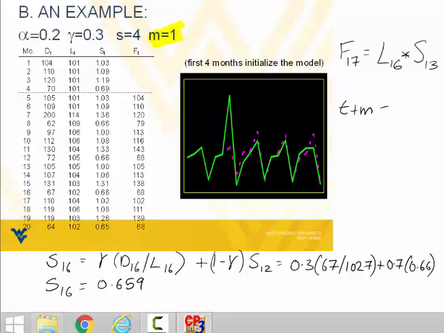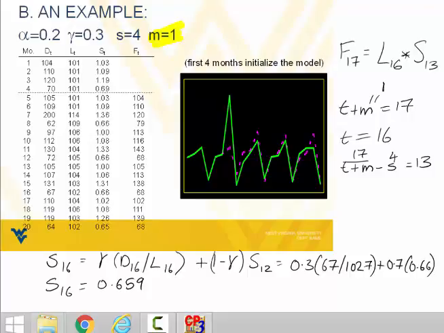What do we know is T plus m? We know that we want to forecast period 17, right? Therefore, T plus m is equal to 17. We know that m is equal to 1. So what is T equal to? 16. We know that we need the level component for time T, so we need the level component for period 16. We need the seasonal index for period T plus m minus s. T plus m is equal to 17, right? And s is equal to 4. So what is T plus m minus s equal to? Simple, right? 13.